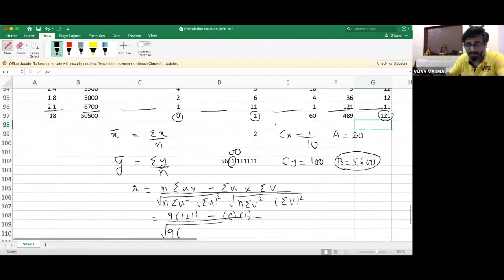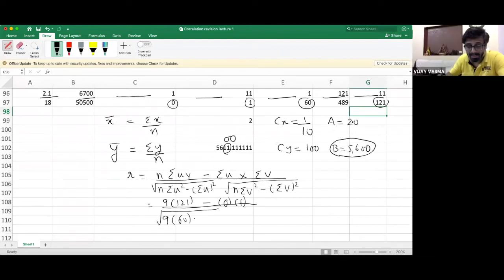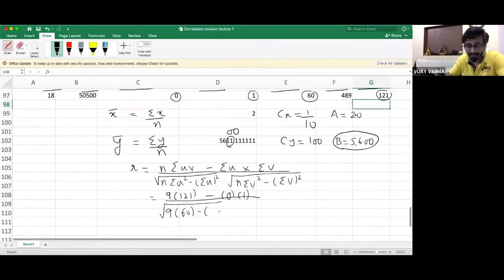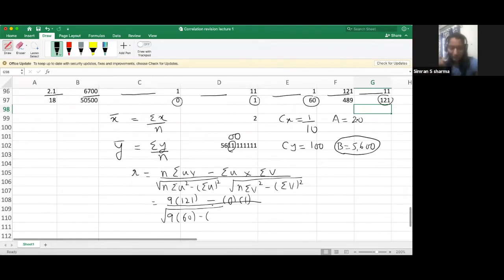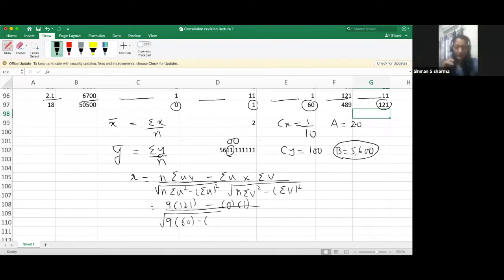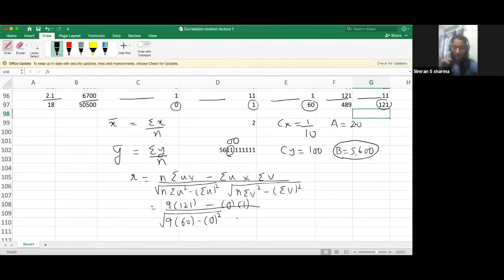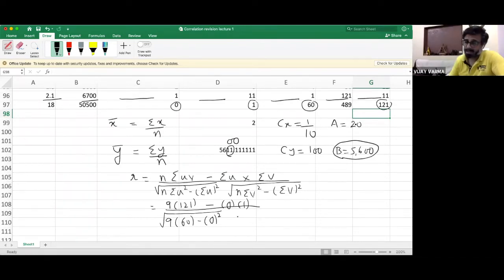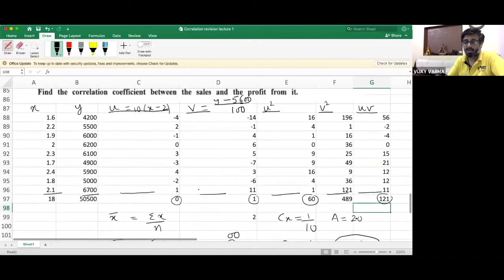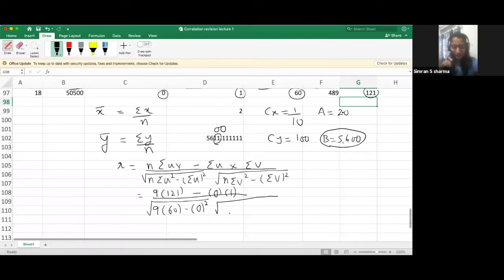Sigma u square we have obtained as 60, minus sigma u whole square. What is sigma u? 0. So 0 square. Be careful, everyone. Sigma u square doesn't mean 60 whole square. Sigma u whole square, so sigma u is 0, sigma u whole square will be 0 square. Okay, Simran? Okay, sir.